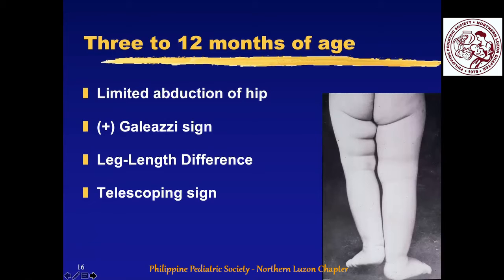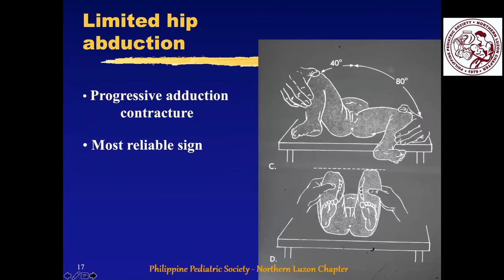And you'll see that when you try to move the hip, comparing both sides, it usually telescopes back and forth, which means that it's fairly loose. And at this point, you can start doing radiography to assess the patient. Limited hip abduction is probably the most reliable sign of dysplasia in children. So when you compare the abduction in degrees on both sides, you'll be able to suspect which side is possibly dysplastic.